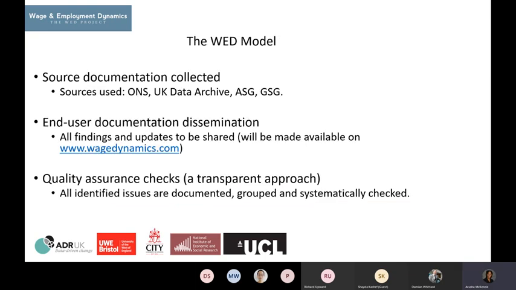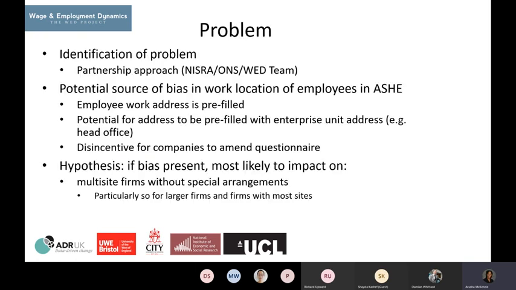So the WED model for looking at the ASHE has so far made sure that we've taken our source documentation from various sources like the ONS, the UK Data Archives, and our stakeholder groups, the academic and government stakeholder groups. At the end, we do plan to have all end user documentation disseminated and shared through our website. And our quality assurance checks will be done with a very transparent approach. So we are documenting and grouping and systematically checking all the issues that we are so far identifying with our work. I'll now pass on to my colleague, Damian.